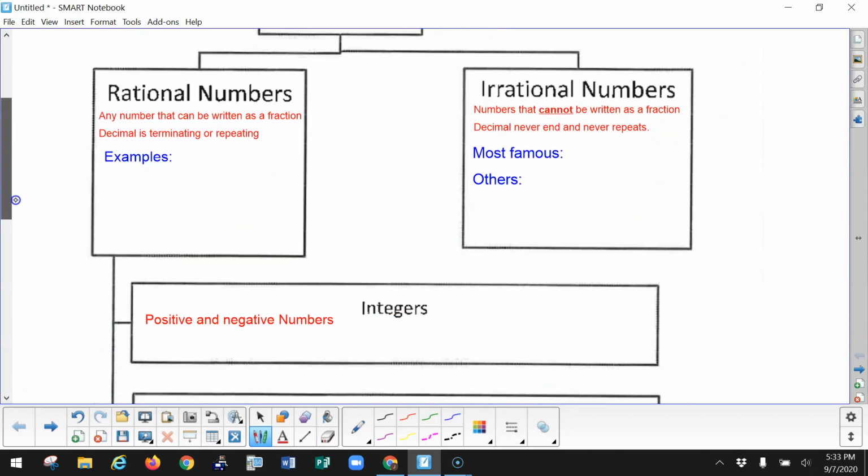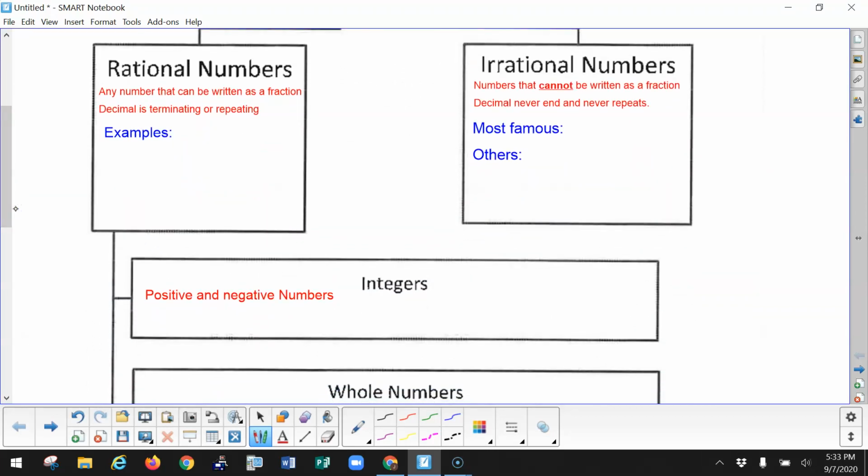So our rational numbers are any number that you can write as a fraction. You can take the number 2, put 2 over 1, and make it a fraction. That's a rational number. The root of that is ratio, so anything that can be written as a ratio or a fraction. And the decimal version is either terminating, which means it ends, or repeating. For example, 1/3 in decimal form gives you 0.33333, and it would just repeat forever. So that would be considered a rational number.